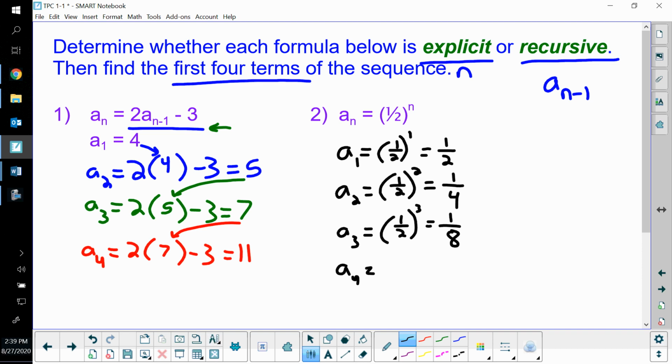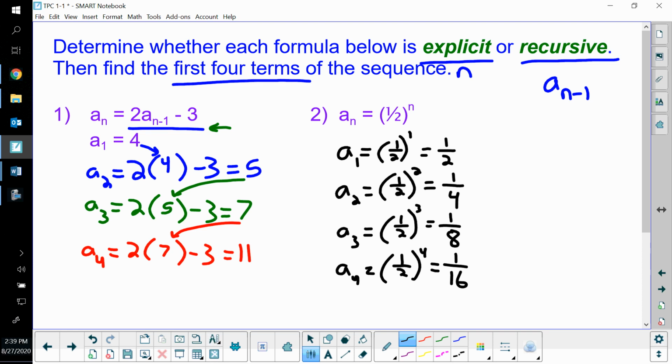And lastly, to the 4th, we just sub in 4 for n. So 1 times 1 times 1 times 1 is 1. 2 times 2 times 2 times 2 is 16. So our first 4 terms are 1/2, 1/4, 1/8, and 1/16.